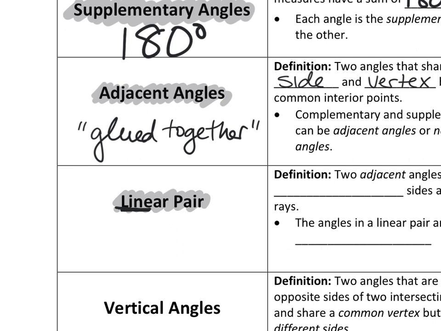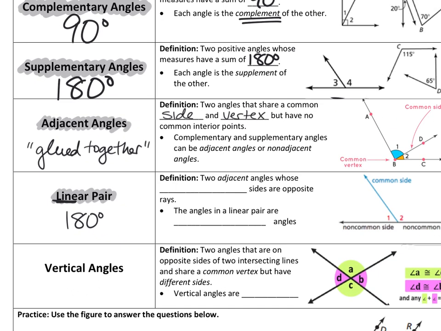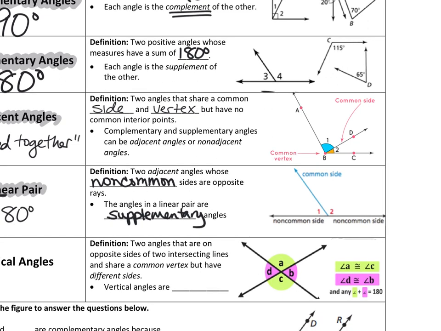Line. They kind of make a line. And if they make a line, then they have to be equal to 180 degrees. But these are specifically ones that are glued together. So our definition here is: two adjacent angles whose non-common sides are opposite rays. The angles in a linear pair are supplementary angles. So they create a line, their opposite rays create a line, and they're supplementary. This indicates that these have to be glued together because they're adjacent angles.